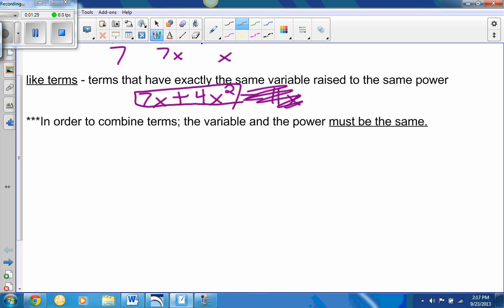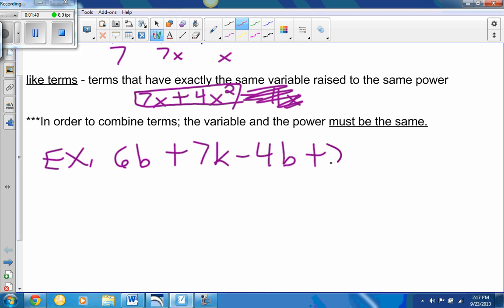So then we're going to look at an example here. If I have 6b plus 7k minus 4b plus 2c plus 4b squared, and the directions very simply say combine the like terms and simplify, I need to go through and find things that are alike. And normally you write the things with the higher power first. So here I have a squared, so that one's going to be written first.